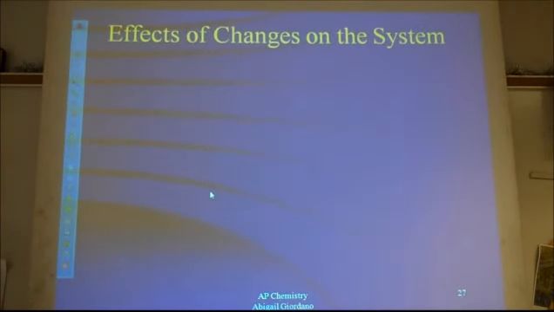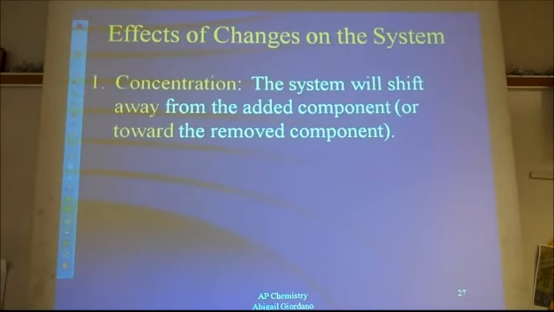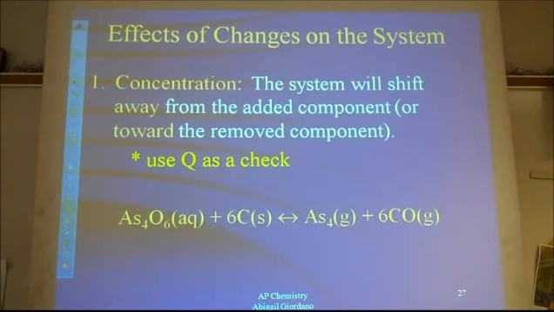And guys, there are 3 ways that you can mess with a reaction. And the first is by changing something's concentration. Put in simpler terms, you either add or remove some part of the reaction. That is one way to mess with something. So let's look at this example.